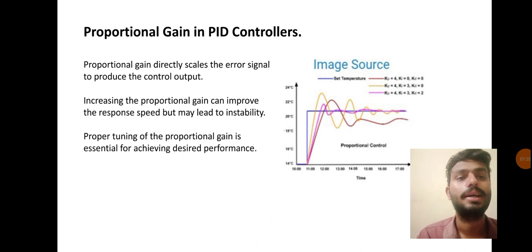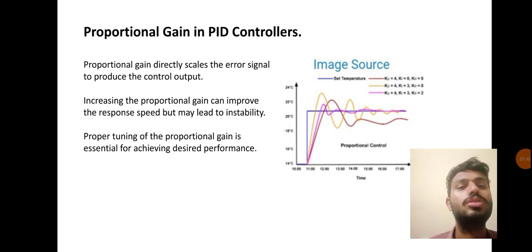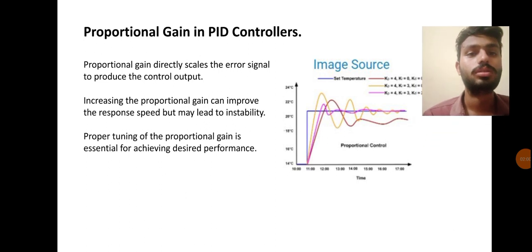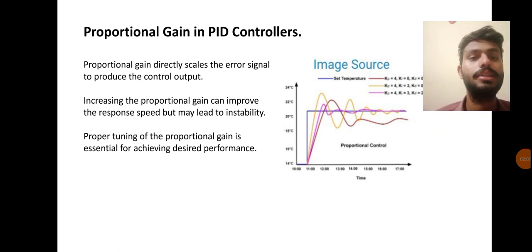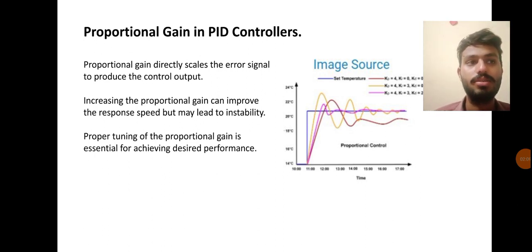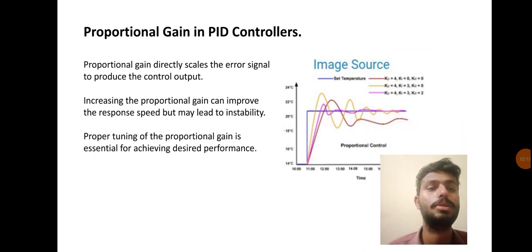Proportional gain in PID controllers. Proportional gain directly scales the error signal to produce the control output. Increasing the proportional gain can improve the response speed but may lead to instability. Proper tuning of the proportional gain is essential for achieving desired performance.